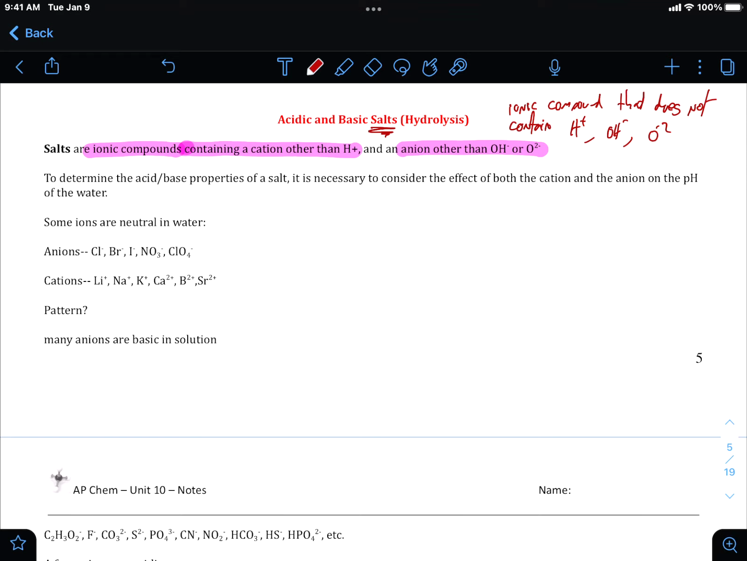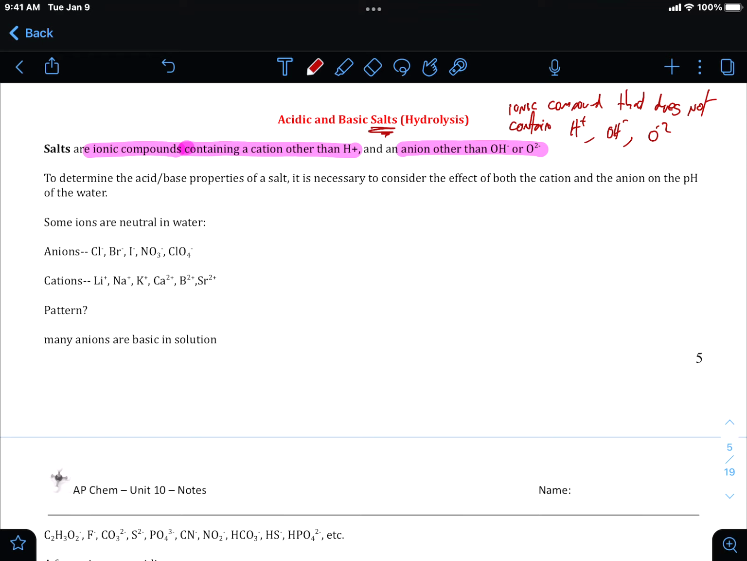It's not literally just NaCl. NaCl is an example of a salt, but it's not the only salt. The thing is, when you have an ionic compound that is soluble, it dissolves into ions. And these ions may react with water, they might not. So we need to learn a little bit about ions.